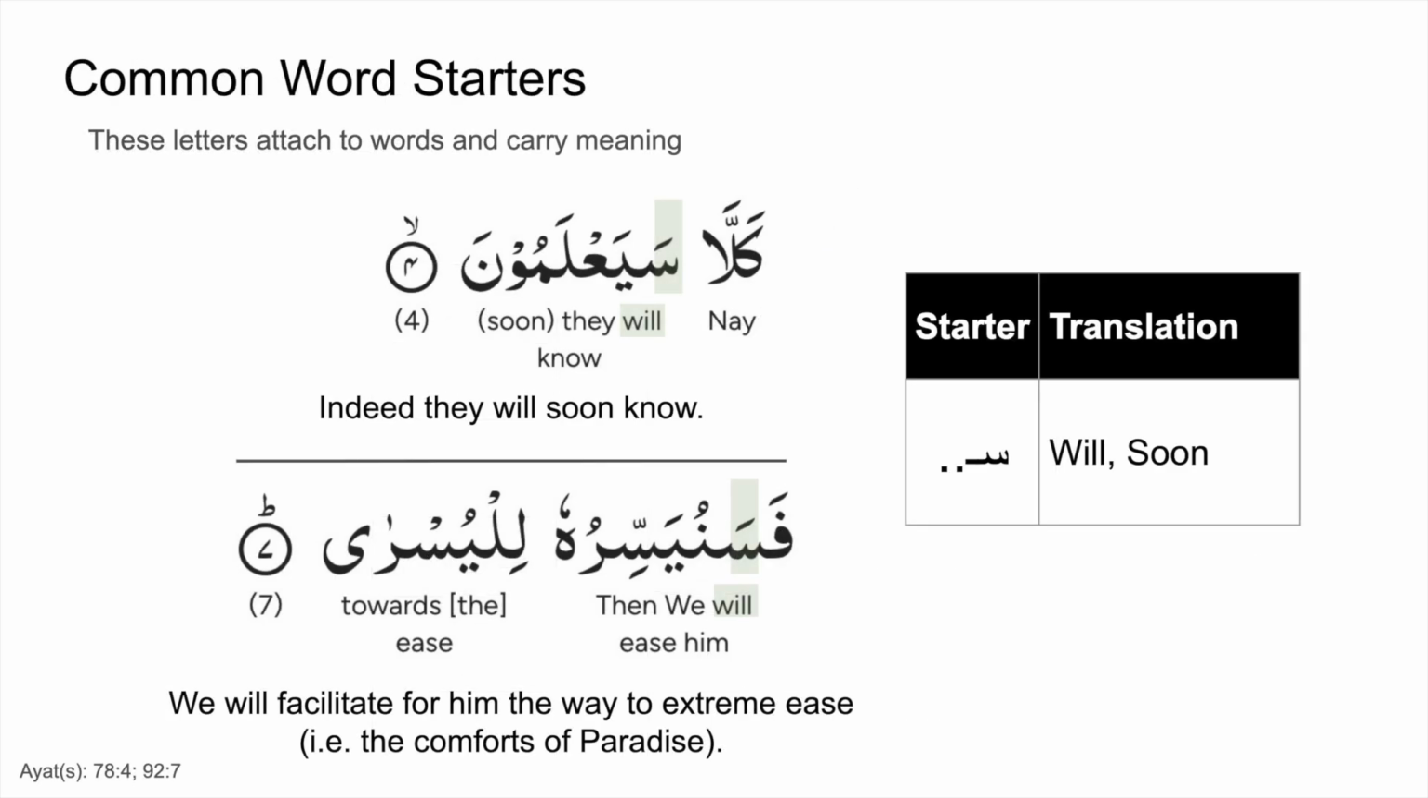At the beginning of this course, we learned that small letters can attach to the start of words and carry meaning. In this lesson, we saw that the same verb form is used for both present and future. When Arabic wants to clearly indicate future, it adds a small letter to the front of the present verb. That letter is sa. When you see it attached to a verb, it gives the meaning of will or soon. Now listen to these verses as they are recited.